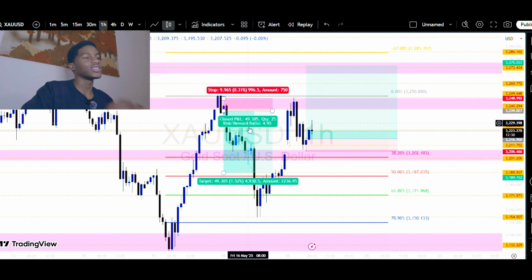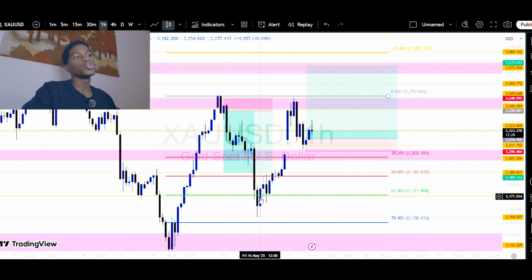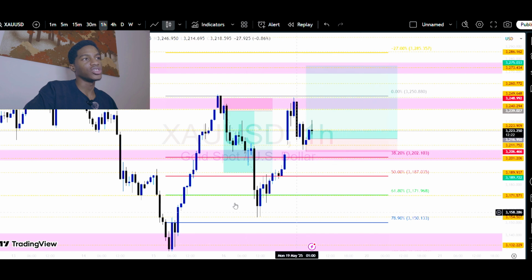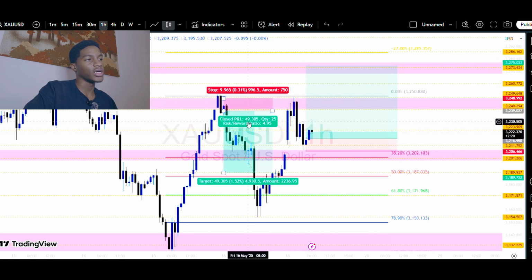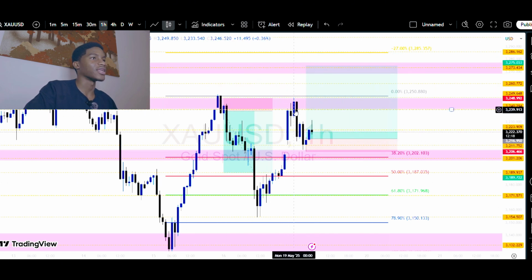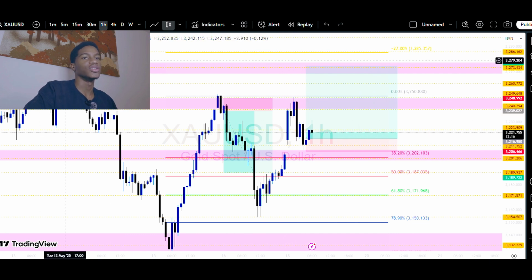Then here, once it has hit the 50 extension, I am going to wait and watch price action to predict where I'm going to be buying from. I did not take this trade. I was satisfied with the profit I took from here, and I didn't take this trade because it was market closing, so I was not able to hold the trade to the next day. If not, I would have actually made money.